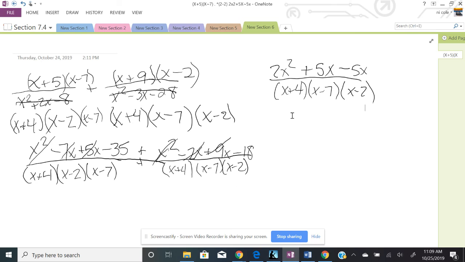And could you imagine FOILing these out? I would leave them all in their little pods, leave them in their parentheses, because FOILing that denominator out is more likely to cause a mistake than not. So leave it like this.